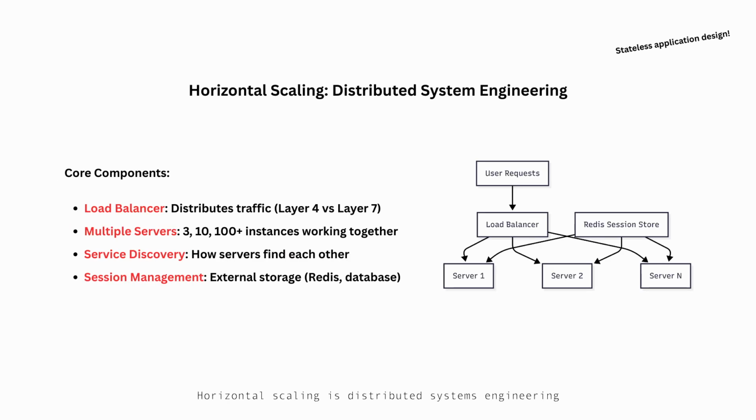Horizontal scaling is distributed systems engineering. Instead of one powerful machine, you coordinate multiple servers with a load balancer directing the traffic. The key challenge is that your application must be stateless. Any server should handle any request. User sessions go in external storage like Redis that all servers can access.